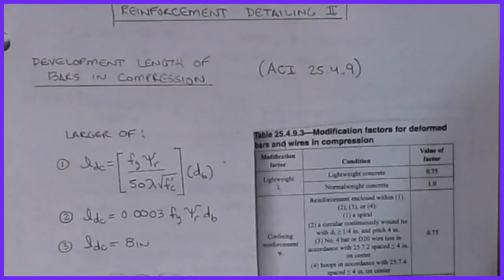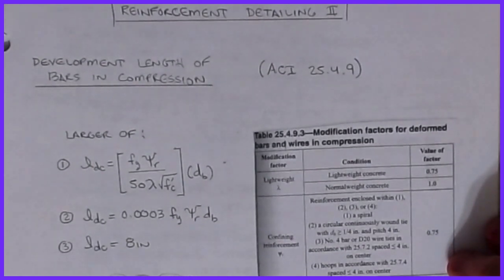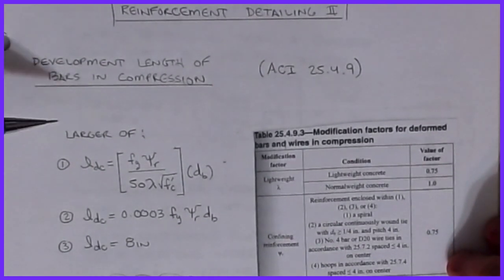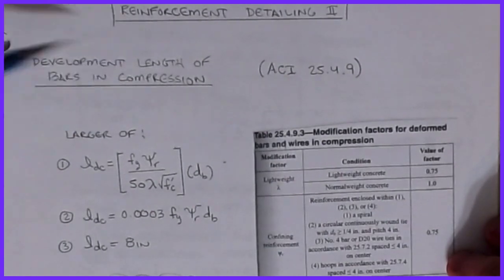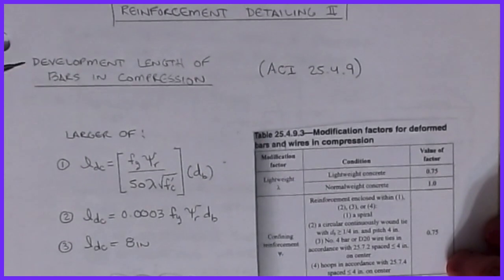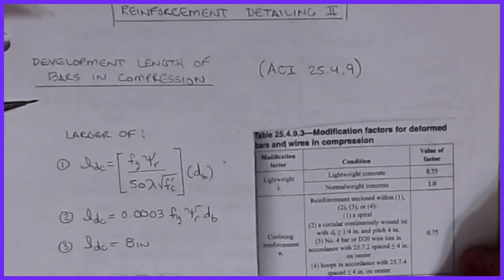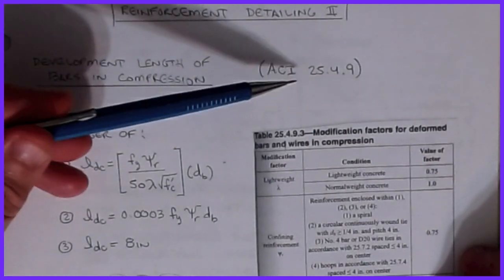Welcome back. In the second part of our reinforcement detailing, we're going to talk a little bit more about development length. In the last video we talked about the straight bar development length for bars that are in tension. Now we're going to turn our attention to bars in compression, and what I can do to shorten Ld. So again, we're back in ACI section 25.4.9.